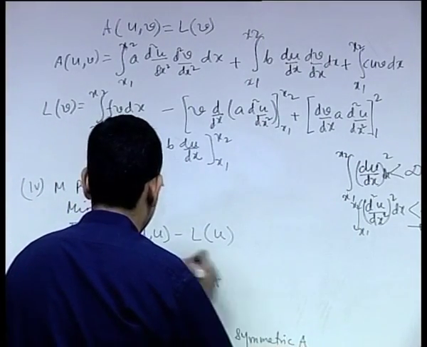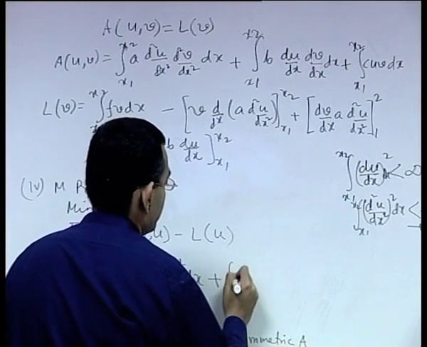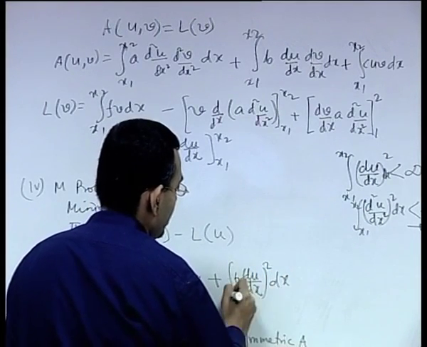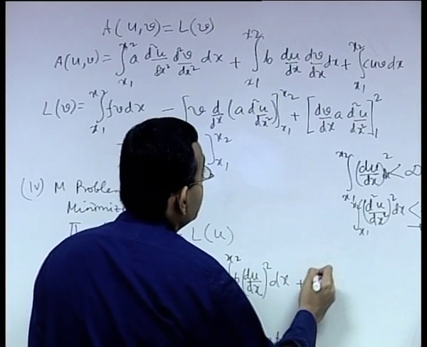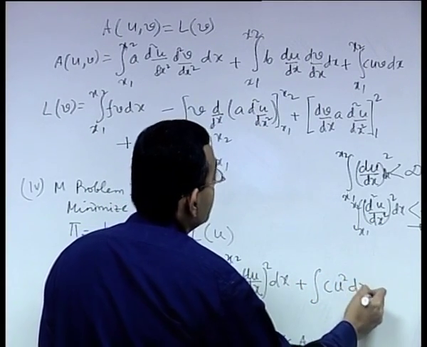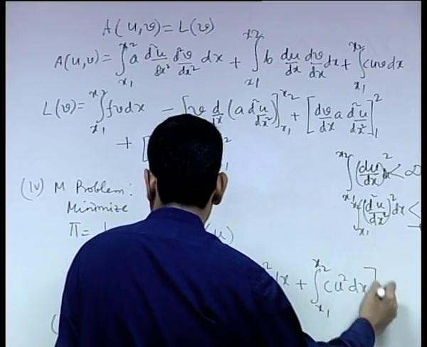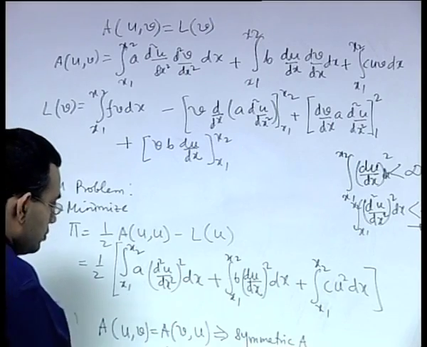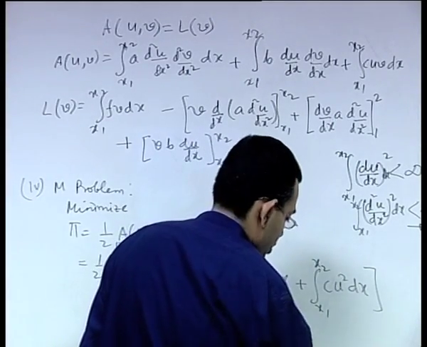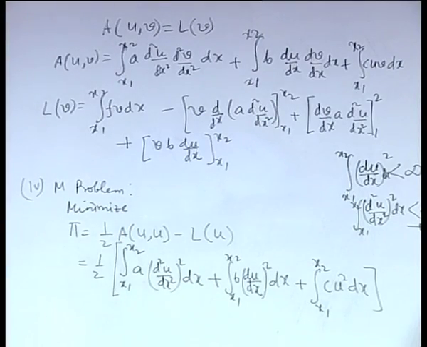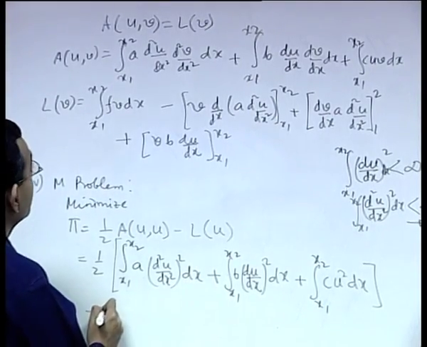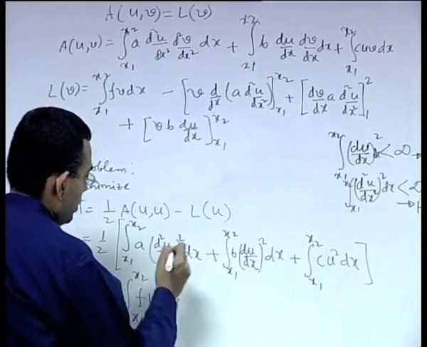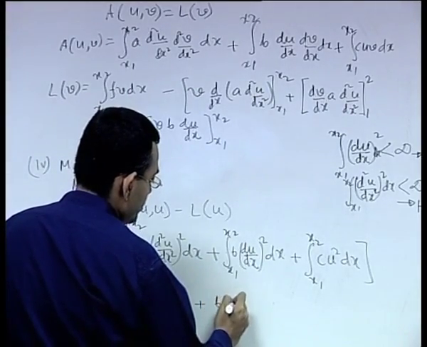plus b du dx whole square dx plus c u square dx minus L(u), so minus integral of f u dx plus some boundary terms.